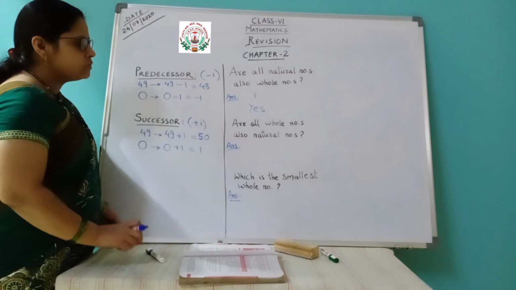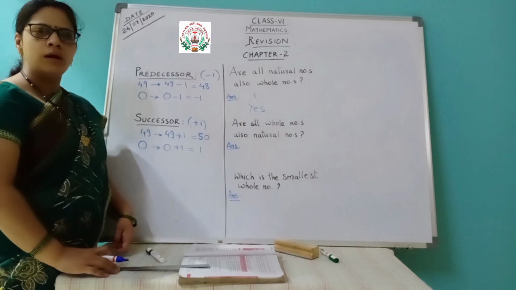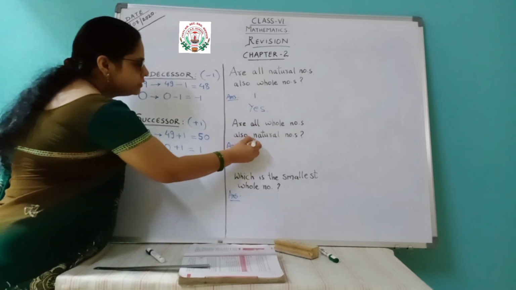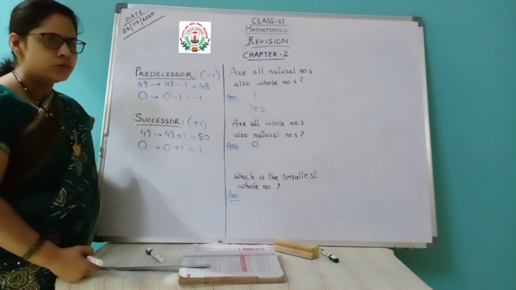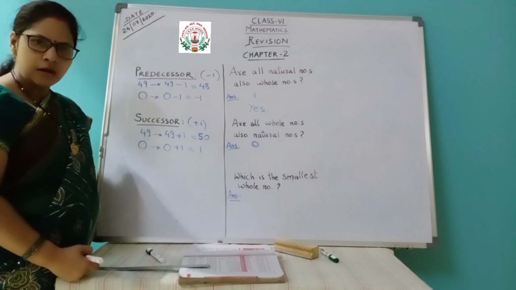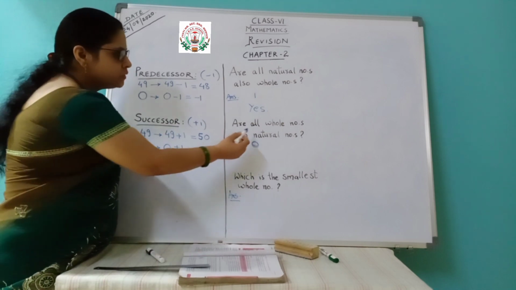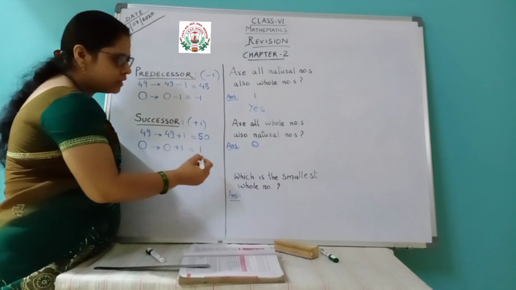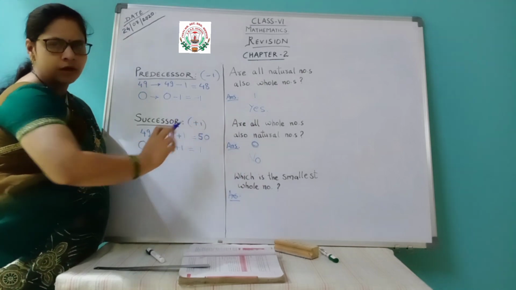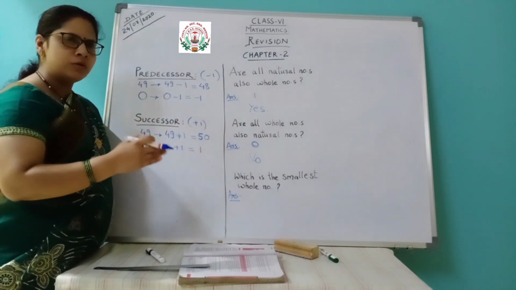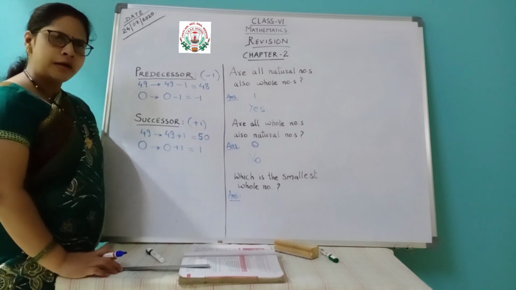Now coming to the next question. Are all whole numbers also natural numbers? Which is the smallest whole number? The smallest whole number is 0. Now is this 0 also a natural number? This 0 is not a natural number. It is only a whole number, but it is not a natural number. You have already studied these natural numbers and whole numbers in the previous class. So you will write no. All the whole numbers are not natural numbers. Starting from 1 onwards, it is of course natural numbers, but 0 is not a natural number. So you will write here no.